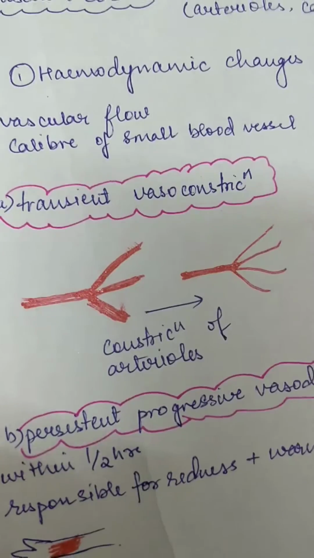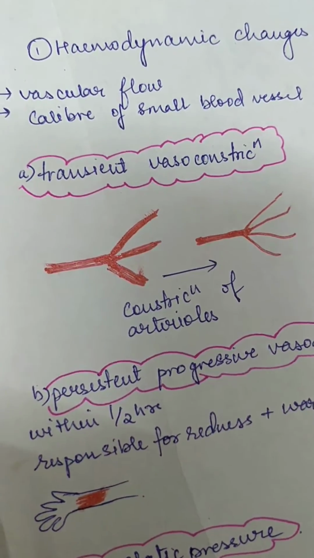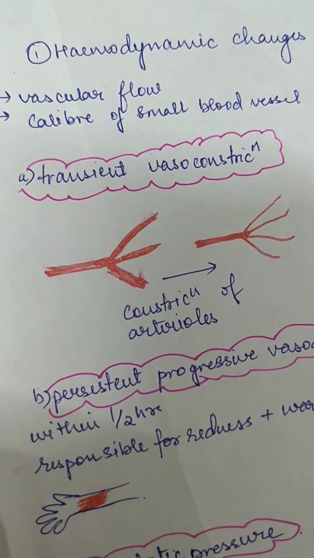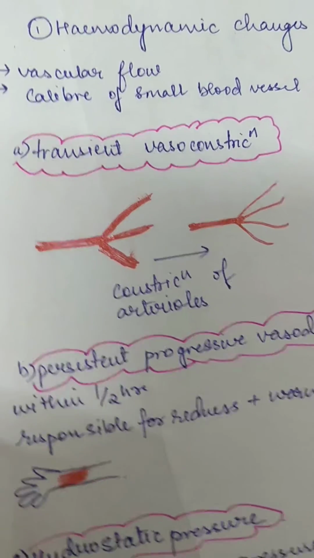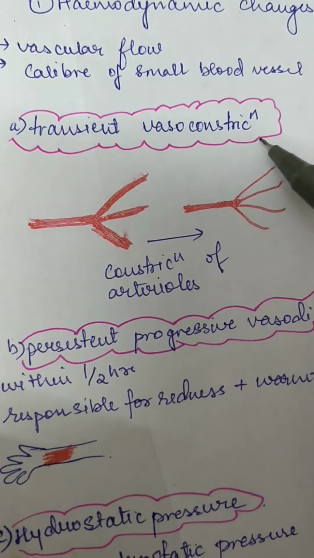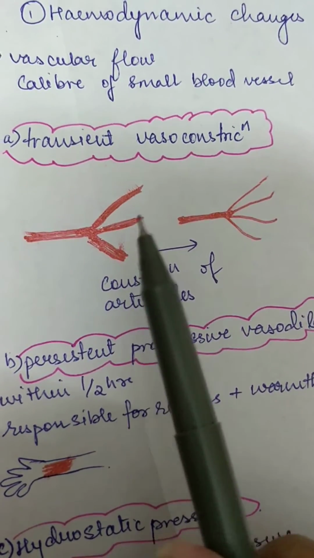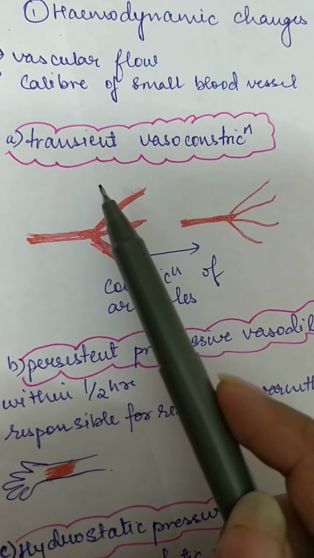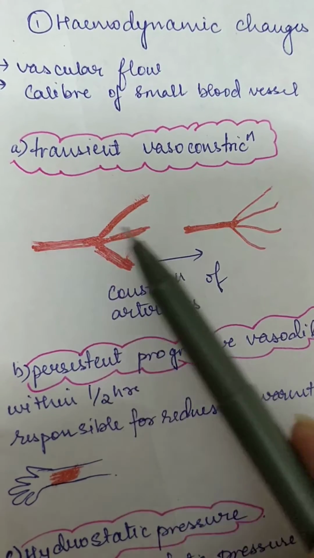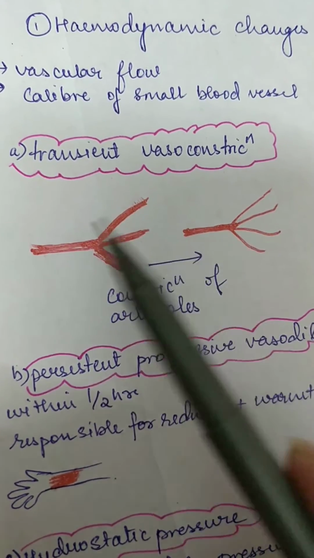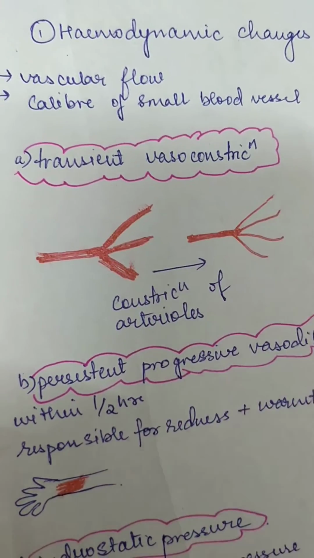So first, in vascular events we have hemodynamic changes. What we will cover in hemodynamic changes is vascular flow and caliber of small blood vessels. First comes the transient vasoconstriction. What happens is when there is an injury, there is a vasoconstriction so that the blood flow remains constant. See, the constriction of an arteriole takes place.